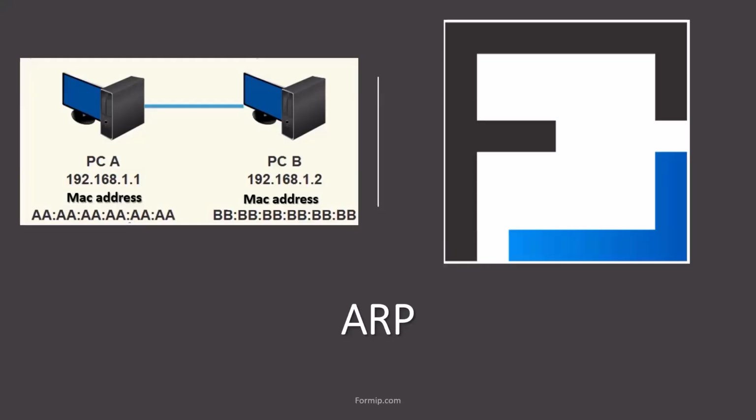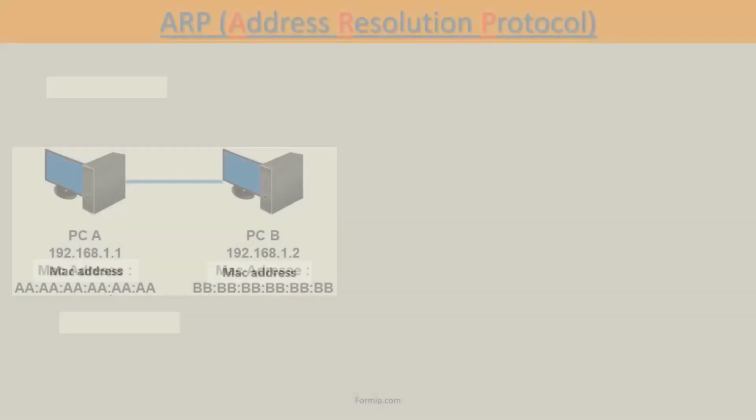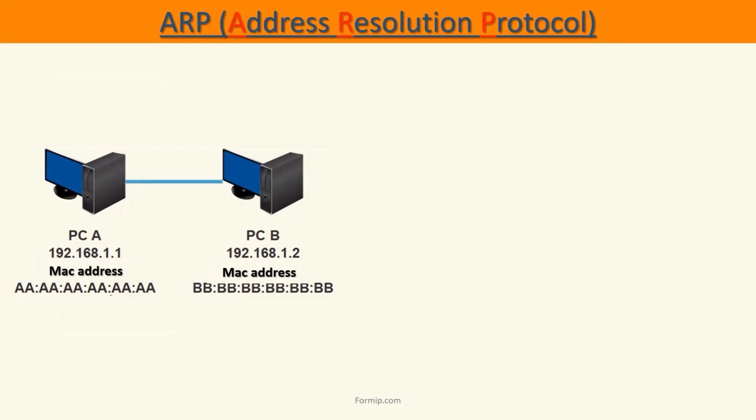In this lesson, we'll see how ARP, Address Resolution Protocol, works. As an example, we'll take two PCs, A and B. PC A has the IP address 192.168.1.1, with a MAC address made up of all A's to keep it simple. And PC B has the IP address 192.168.1.2, with a MAC address of only B's.